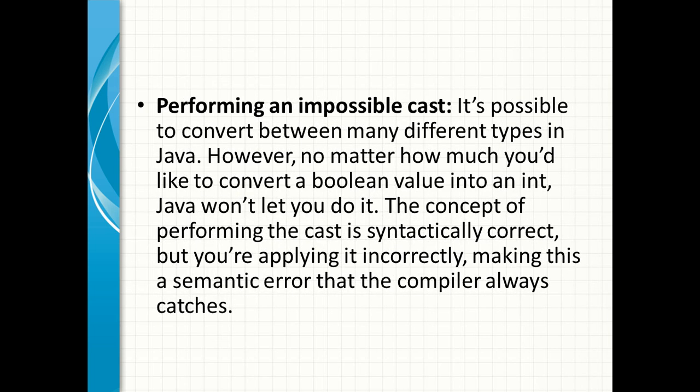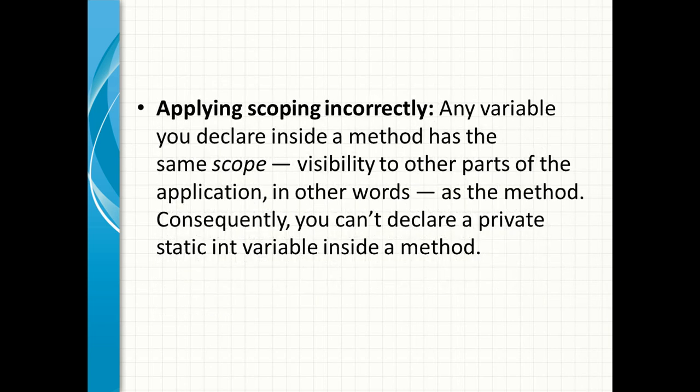Performing an impossible cast. It's possible to convert between many different types in Java. However, no matter how much you'd like to convert a Boolean value into an int, Java won't let you do it. The concept of performing the cast is syntactically correct, but you're applying it incorrectly, making this a semantic error that the compiler always catches. Applying scoping incorrectly. Any variable you declare inside a method has the same scope visibility as the method. Consequently, you can't declare a private static int variable inside a method.